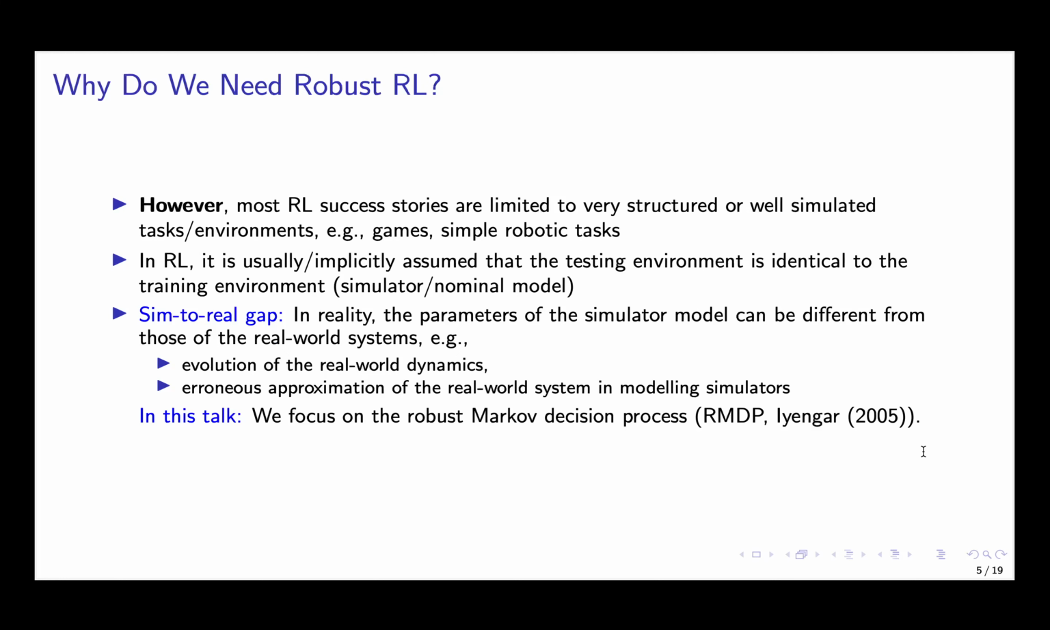However, most RL successes are due to problems being very structured, or tasks and environments that can be well simulated. It is usually assumed that the testing environment is identical to the training environment. But in reality, the training environment can be different from the real-world dynamics. It can be due to the evolution of the real world or erroneous approximation of the real-world system. This is called the sim-to-real gap. In this talk, we focus on the robust Markov decision process, or RMDP framework.